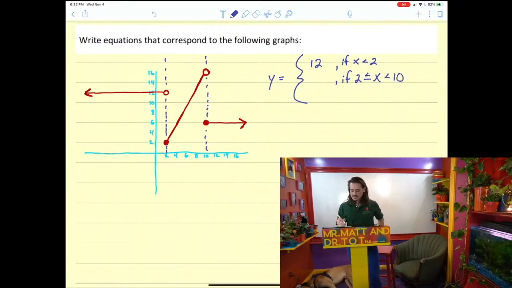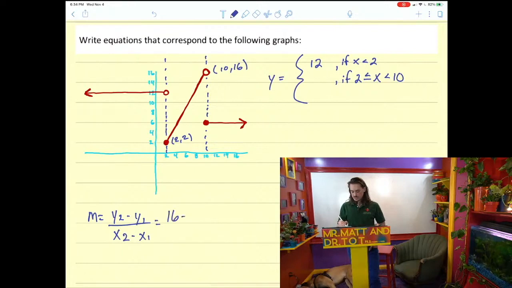And to calculate this equation, notice that we have points (2, 2), and we have points (10, 16). So we could calculate the slope between these two points. Remember that slope, or your m value, is equal to y2 minus y1 over x2 minus x1. So that would be 16 minus 2 divided by 10 minus 2. That's going to be 14 divided by 8, which we reduce down to 7/4.